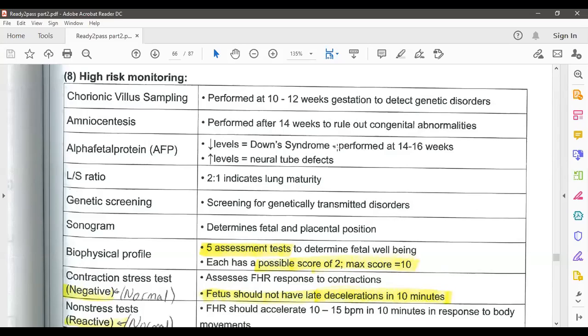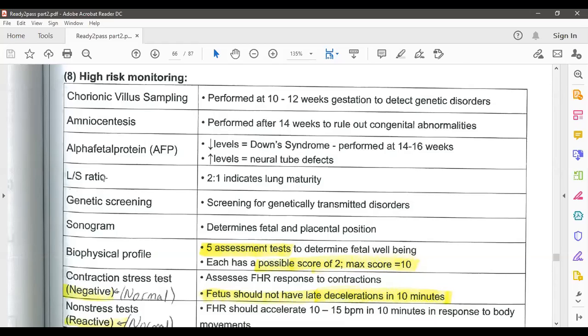The other test is called alpha fetoprotein, shortly called AFP. A high level of alpha fetoprotein is associated with neural tube defects. A low level of alpha fetoprotein is associated with chromosomal abnormalities like Down syndrome. This test is also done at 14 to 16 weeks.